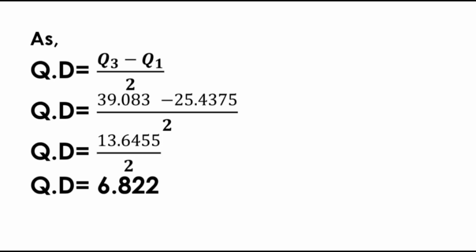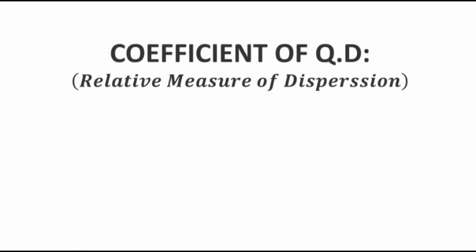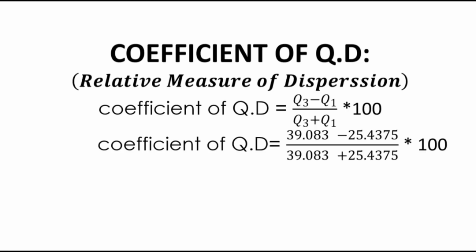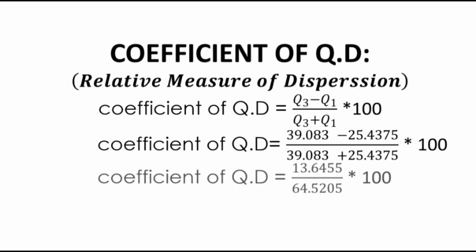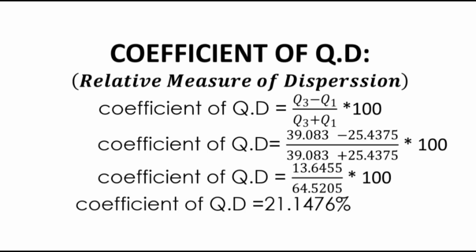Now students, we are going to find out the relative measure of dispersion for quartile deviation, or we can say the coefficient of dispersion. Coefficient of quartile deviation equals Q3 minus Q1 divided by Q3 plus Q1 multiplied by 100. 39.083 minus 25.4375 multiplied by 100 divided by 39.083 plus 25.4375. When you solve it, you will get the value of coefficient of quartile deviation or coefficient of dispersion is 21.1476.